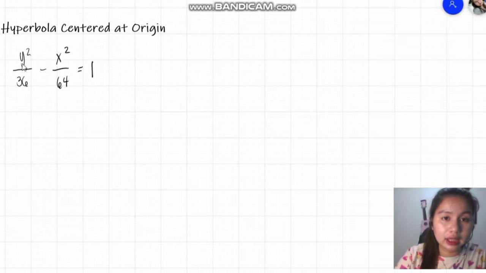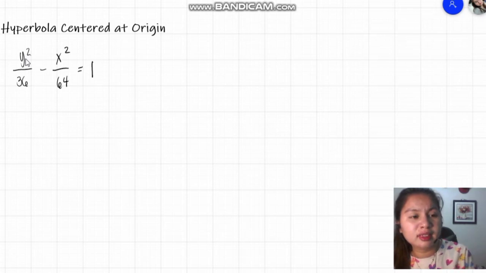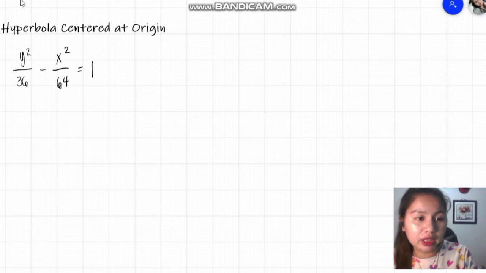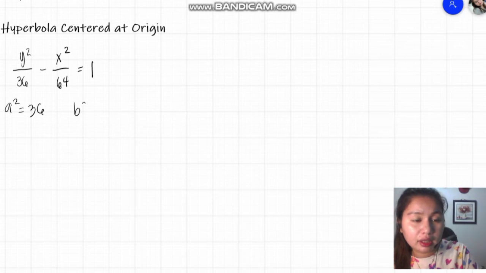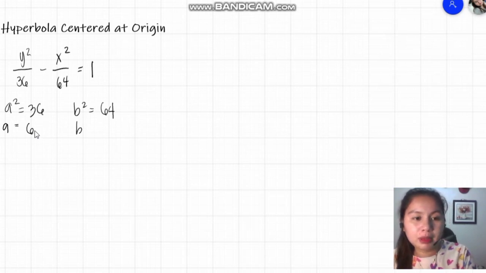Bumubuka yung ating hyperbola sa y-axis. Okay, so, again, kung sino yung nauna, yun yung ating magiging a, and then sumunod lagi si b. So, ang a squared natin dito is 36, and then ang b squared natin ay 64. Hindi ito kagaya ni ellipse na kung ano yung mas mataas siya si a. Dito naman kung sino yung nauna. Nauna si 36, kaya siya si a squared. Therefore, ang a natin ay 6, kasi square root ni 36 ay 6. Ang b naman natin, square root ni 64 ay 8.